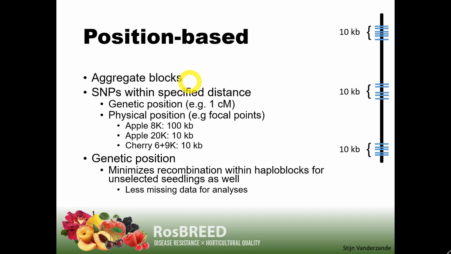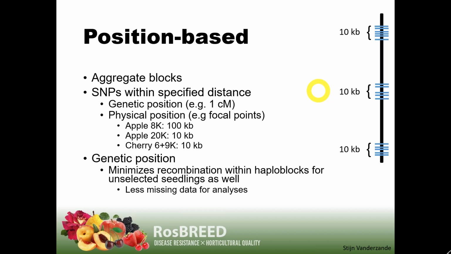Like you said, it's probably better not to call them haploblocks, but rather aggregate blocks or some other name. And that is because if we base our grouping on position, even if markers might be closely positioned together, there might still be recombination between them in our selected material. But there are some other advantages to doing it position-based.